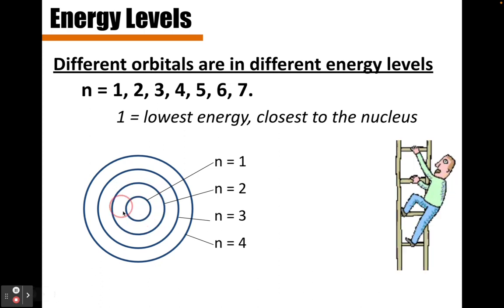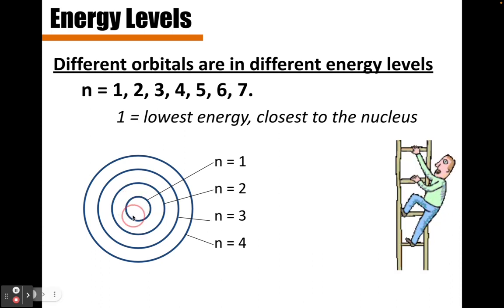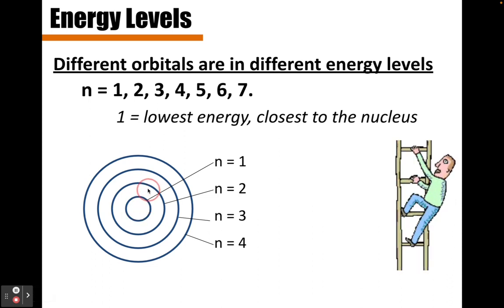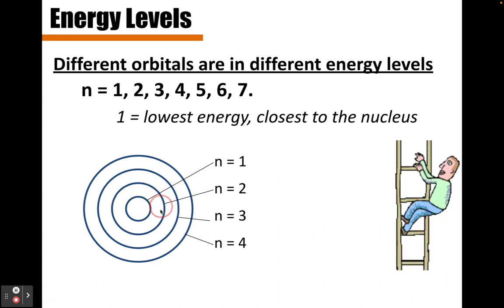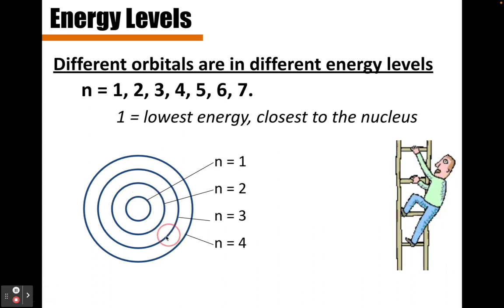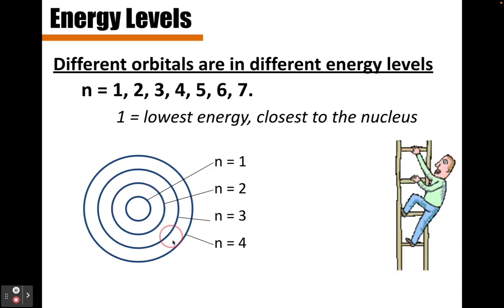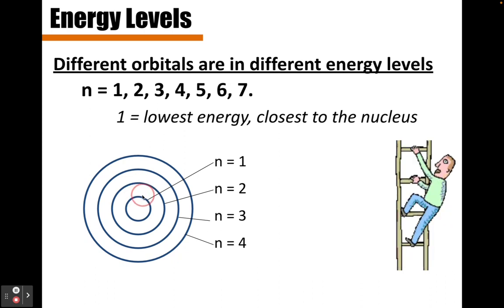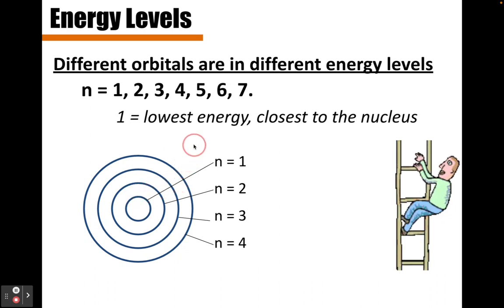So here you have the N equals 1 energy level. That is closest to the nucleus, and it's lowest energy. Then N equals 2 would be the next higher energy level. And then N equals 3 would be the next higher one, and N equals 4 would be next, and so on. And as you go farther away from the nucleus, the larger the amount of energy.